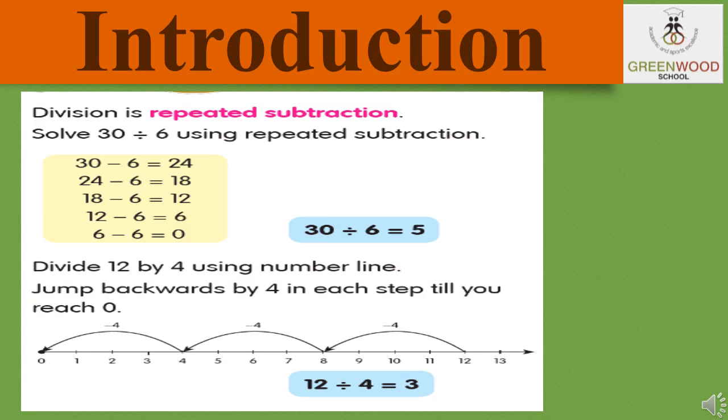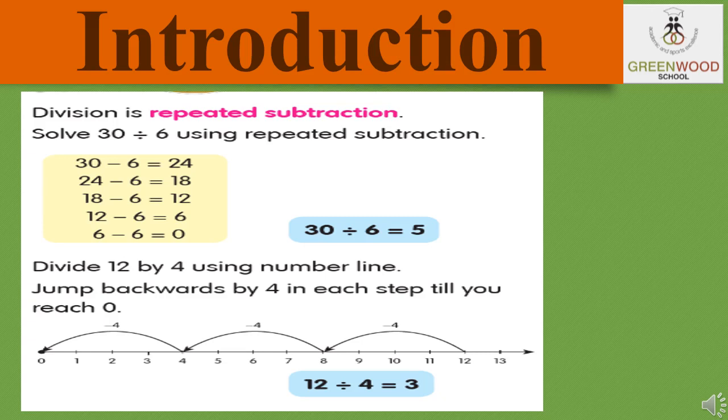Now what we have to do, in the number 30 we will repeatedly subtract 6 until we get 0. So 30 minus 6 is equal to 24. Now from 24 again we'll subtract 6, which is equal to 18. Again 18 minus 6 is equal to 12. 12 minus 6 is equal to 6, and finally 6 minus 6 is equal to 0.